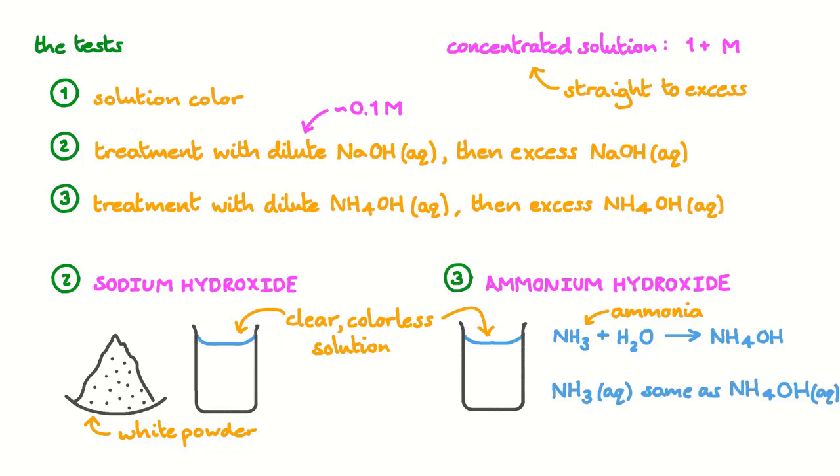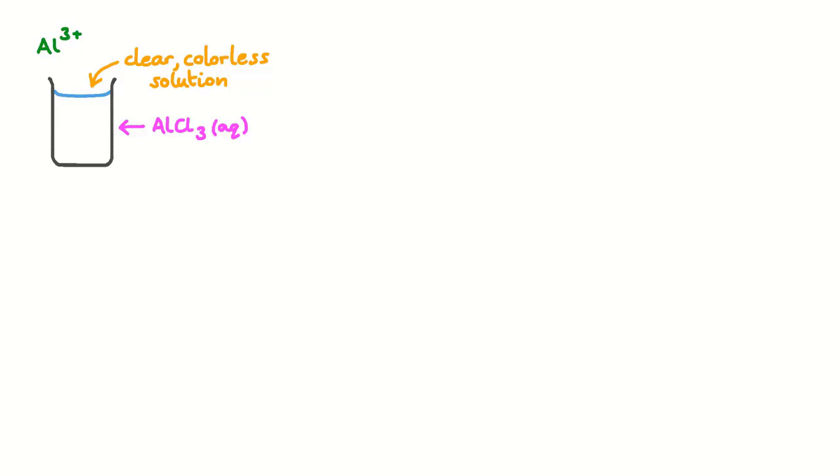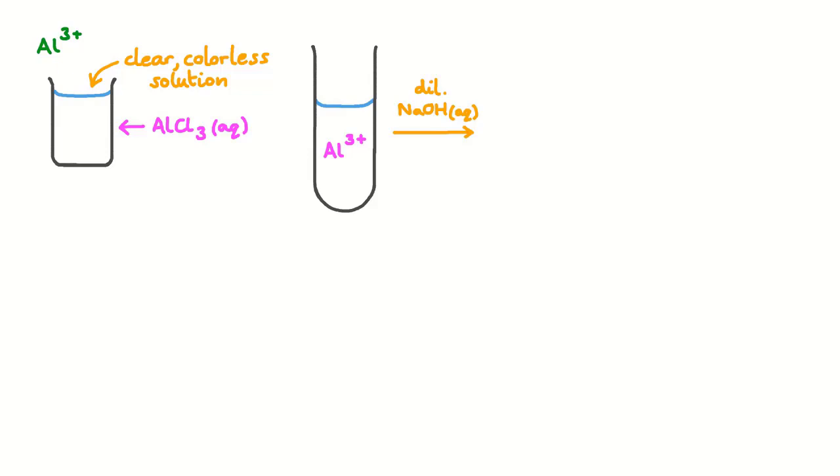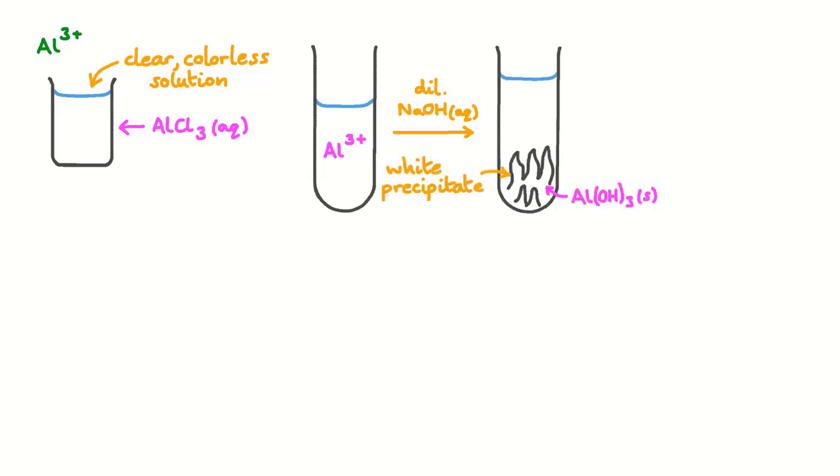Now it's time to move on to our first candidate. A solution of aluminum chloride will be clear and colourless. If we have a solution that contains Al3+ ions and we add dilute sodium hydroxide solution, we'll produce a white precipitate of Al(OH)3, aluminum hydroxide.